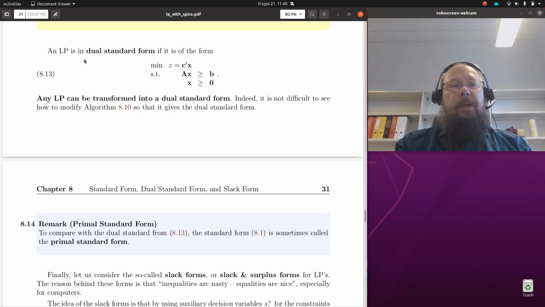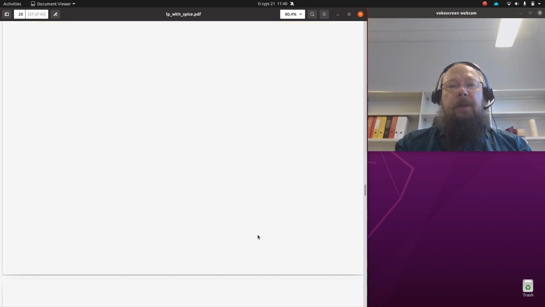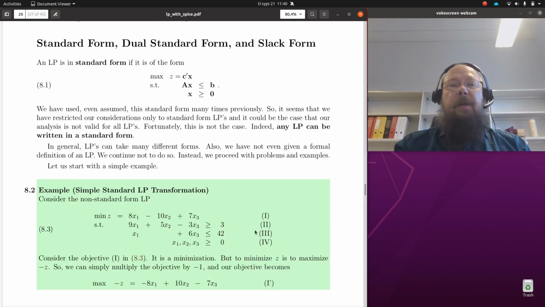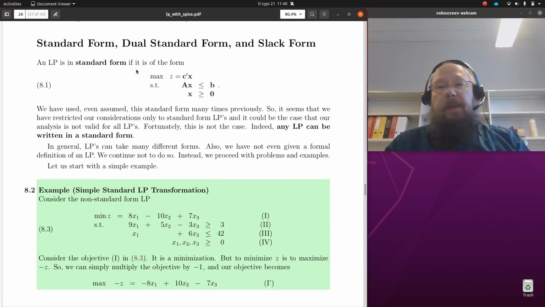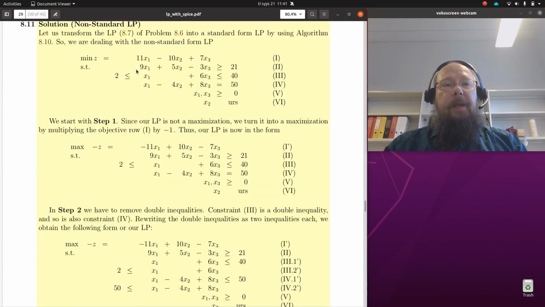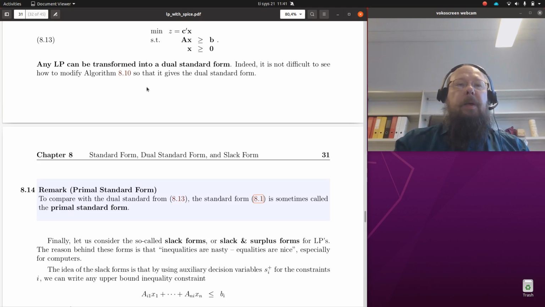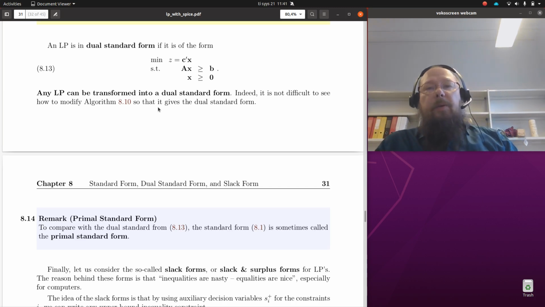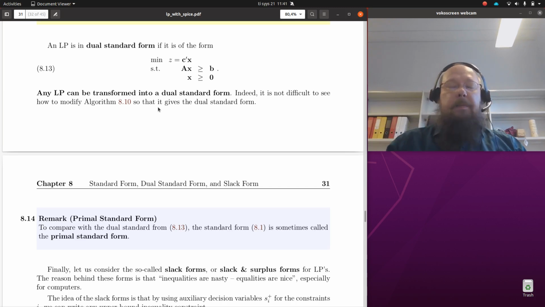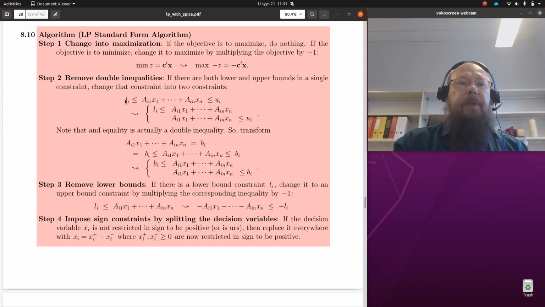The remark here is what I said. To compare with this dual standard form, the standard form we had before is sometimes called a primal standard form. So these are just two rather simple, natural forms an LP can take. I haven't given an algorithm for how to turn a general form LP into a dual standard form. I think it's not difficult to see how to modify algorithm 8.10 so that it gives the dual standard form. Let me shortly explain how to do this.